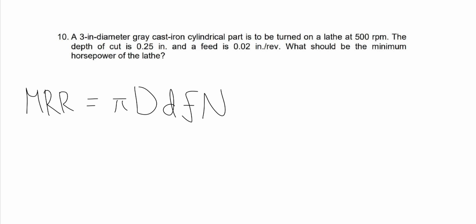Our diameter is 3 inches, which we're going to be using an average based on table 8.3. The depth of cut is 0.25 of an inch. The feed is 0.02 of an inch, and the revolutions per minute is 500. So let's go ahead and plug in so we can get our material removal rate.